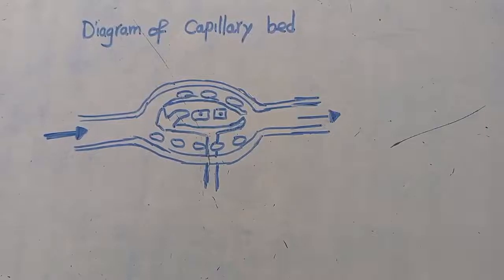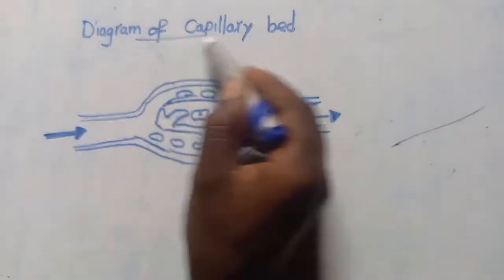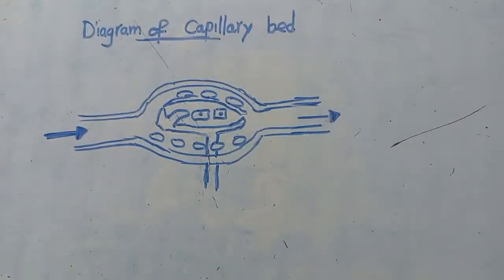Hello, so we continue with our lesson. Like I told you, we are going to start with the diagram of a capillary bed. Looking at capillaries, these are the smallest blood vessels. They form a link between arteries and veins. So this is something that you are supposed to know.